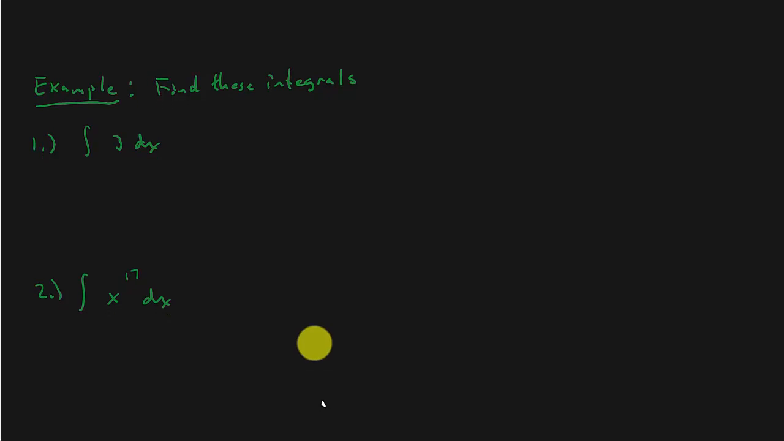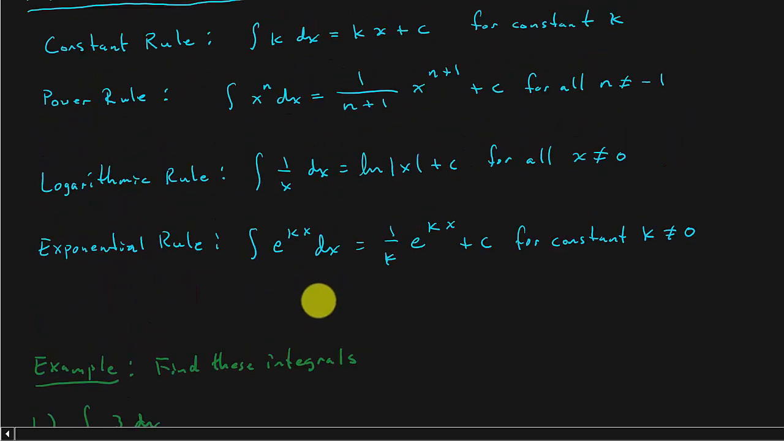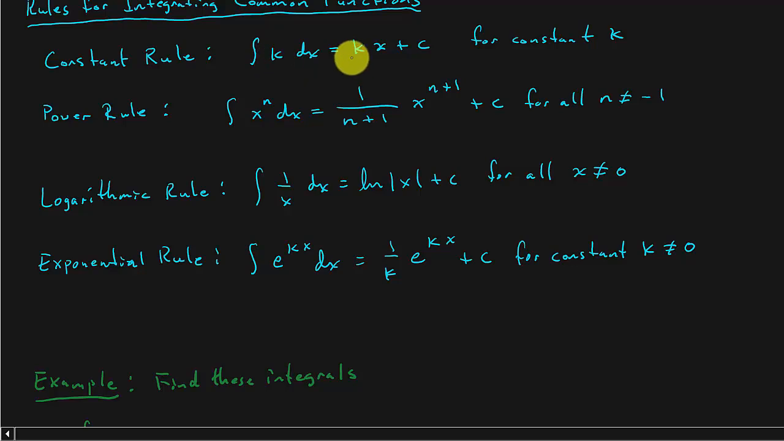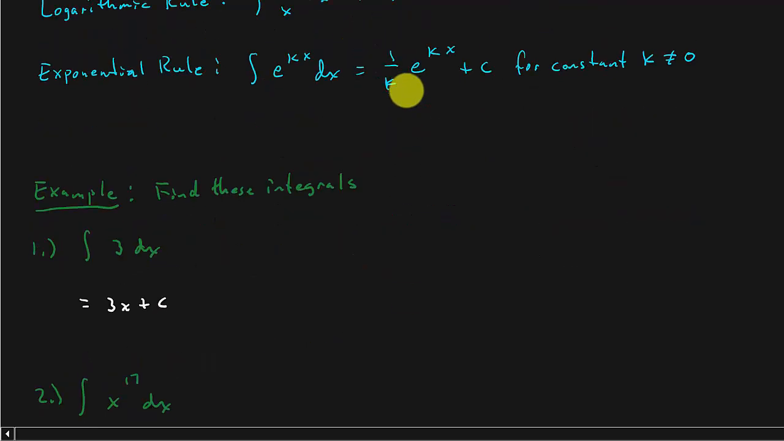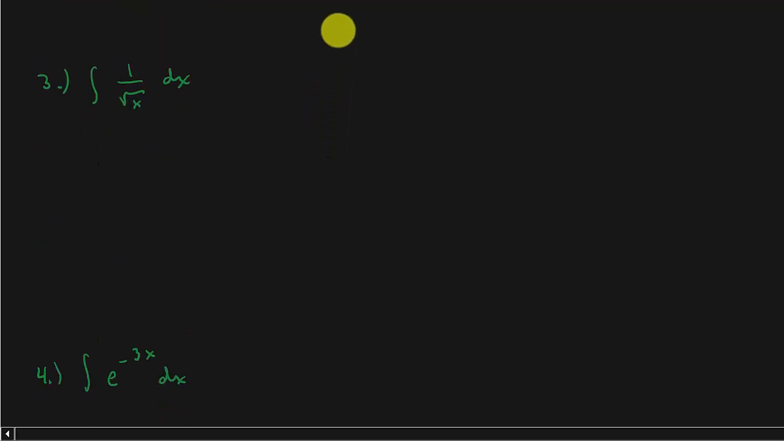So here we go. All right, so let's integrate this. Well, what does this equal? That's just 3x plus c, right? Based on this, 3 is a constant, 3 times x plus c. All right, so what about this one? Well, this is equal to x to the 18th. We add 1 and then times the reciprocal of the new exponent plus c. And there's your answer.